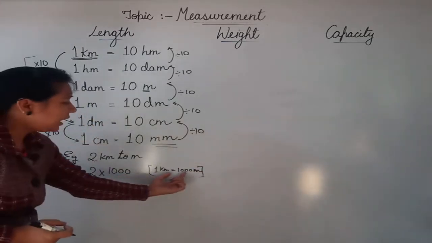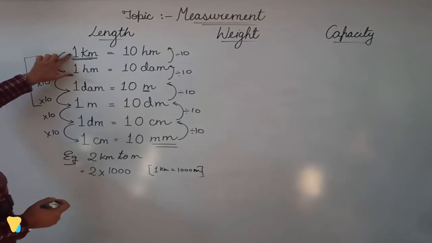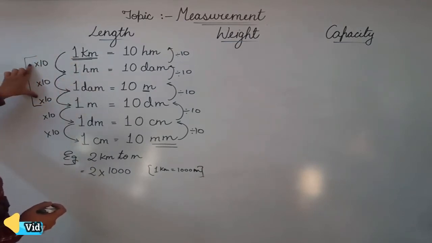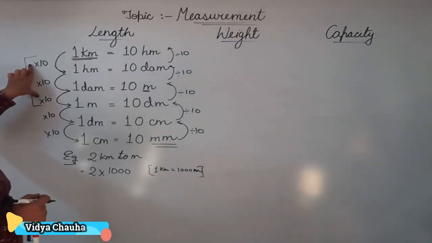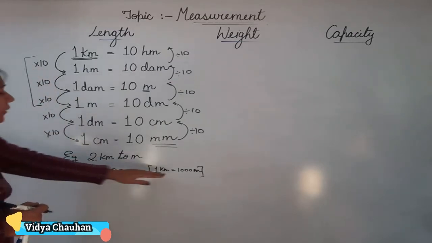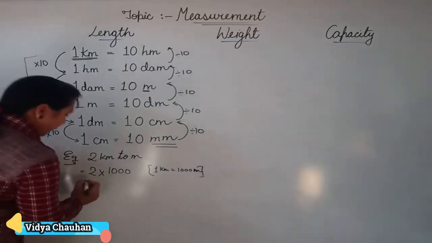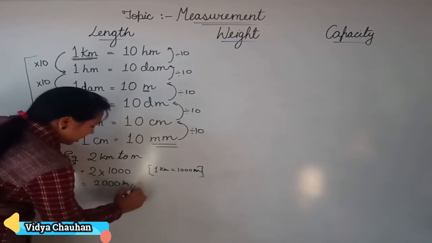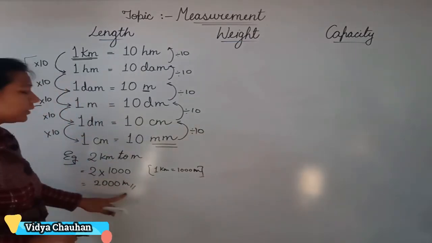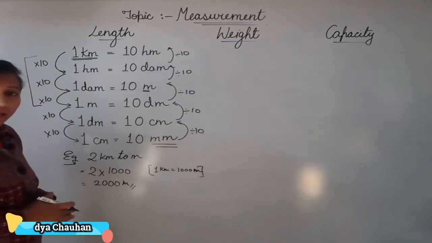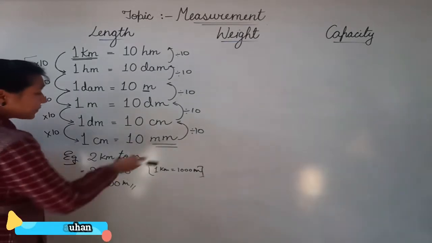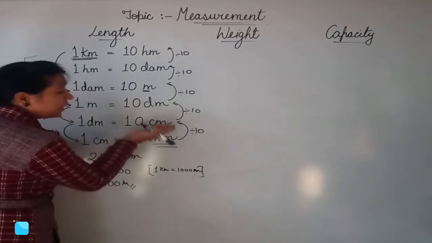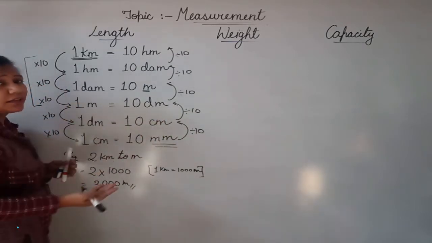How did this conversion come up? By this method. 1 kilometer to 1 meter, how many 10s are there? 3 times 10 is there, and 3 times 10 means 1000. So when you multiply it up here, you will get 2000 meter. That means 2 kilometers is equal to 2000 meter. Clear, students?